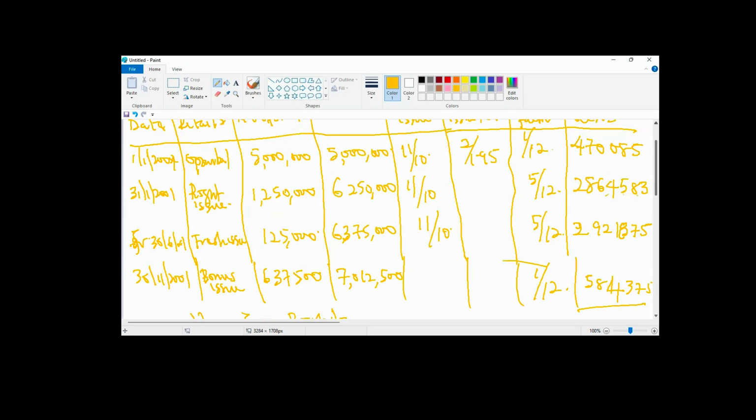You are getting a wrong figure. It's correct, I'm getting a different figure, sir. 470,085. I'm getting 453. Is it the first one? Yes, the first one. It's correct now. Yes. Imagine that we need to recalculate. They said it's correct.